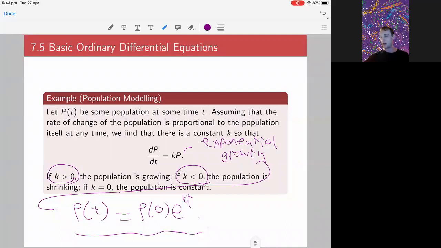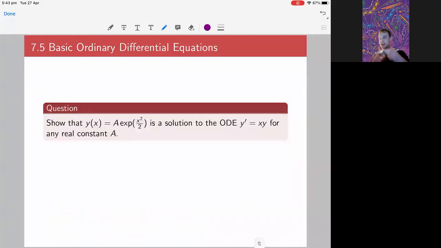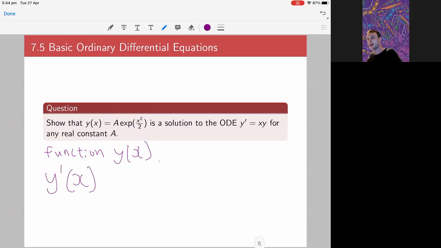Now I'm just going to chuck you straight in the deep end and give you a very abstract differential equation. The good news is I'm not just giving you the differential equation, I'm also giving you the solution. All this question asks you to do is verify that this function does actually solve this differential equation. So the differential equation we're dealing with is that of some function y of x, where the derivative of y at any given x is the same as x times y evaluated at that same x.